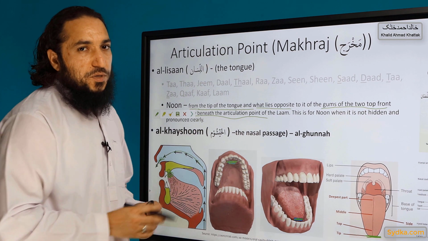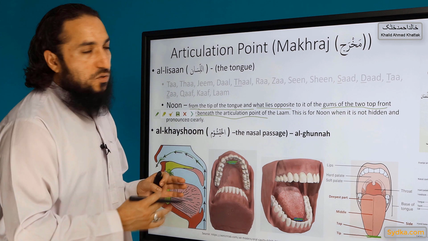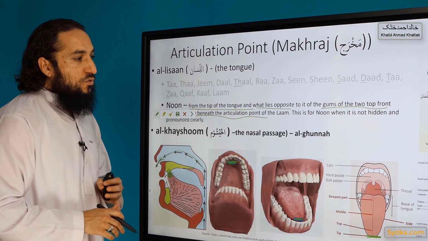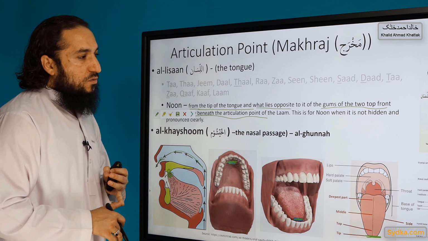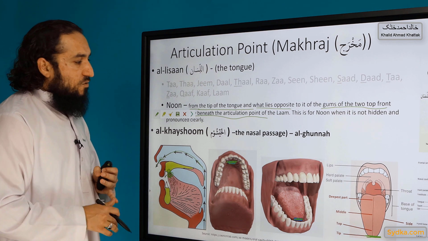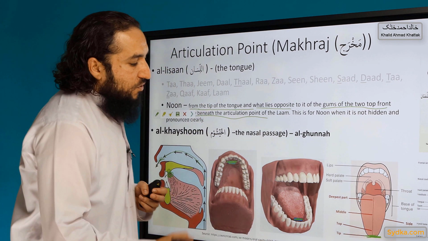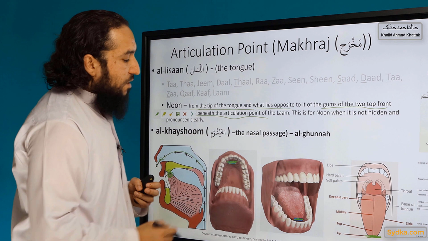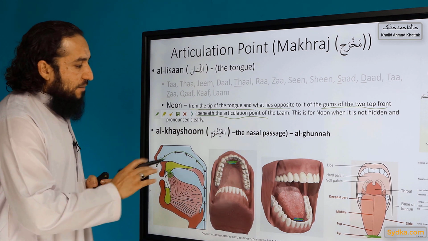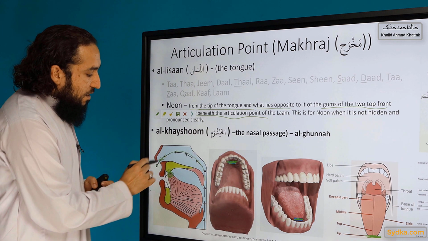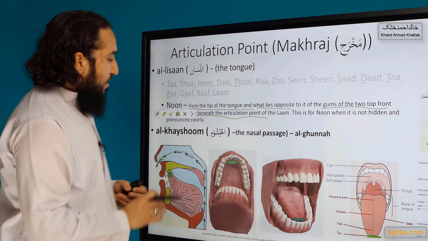It has different multiple uses, but we will have maybe a few lessons on it, not one, because there are a lot of rules attached to Noon Sakina, Tanween, etc. This is just the basic. The basic is the tip of the tongue and what is opposite to that, the gum of the two top incisors, when it's clear. And when it is with Ghunna, then the Khayshum, the nasal passage, is involved as well.